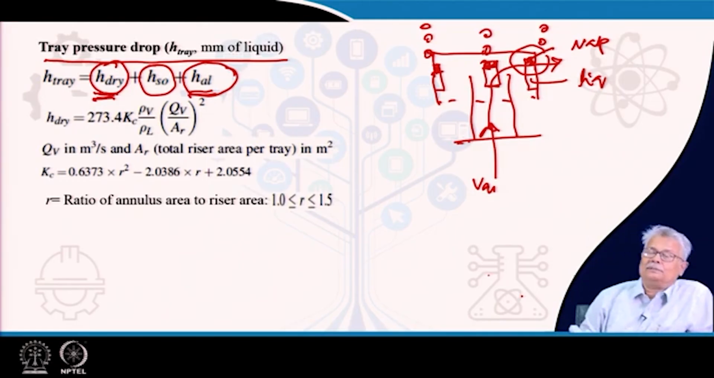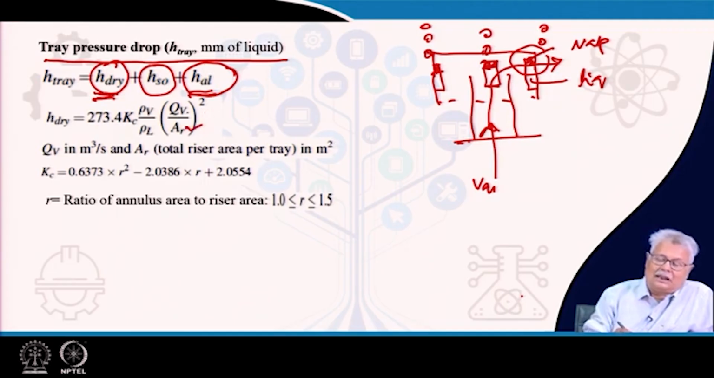The dry pressure drop is basically found out from an empirical expression, which is related naturally to the riser area and the riser velocity. So, the riser velocity is the vapor flow rate divided by the total riser area, and it is related to rho v into this divided by rho L, because we would like to convert the total pressure drop in terms of the liquid.